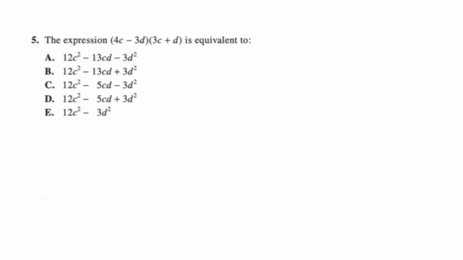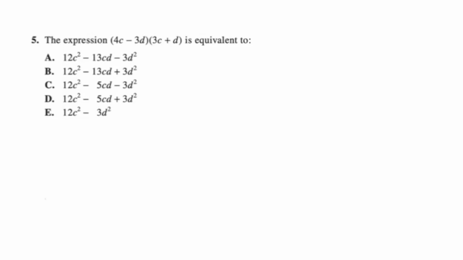Number 5 says the expression quantity 4c minus 3d times quantity 3c plus d is equal to. So go ahead and pause the video and see what you come up with. I'm going to demonstrate 2 different ways of doing this problem, which is really just 2 different ways of organizing your work. We should obviously get the same answer both times.